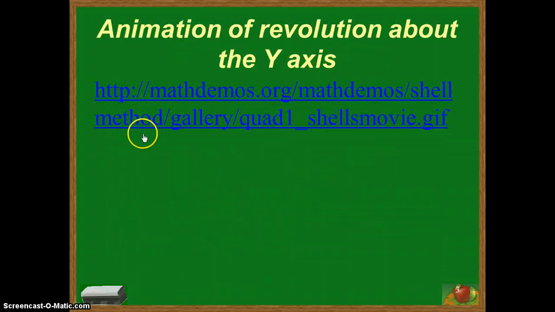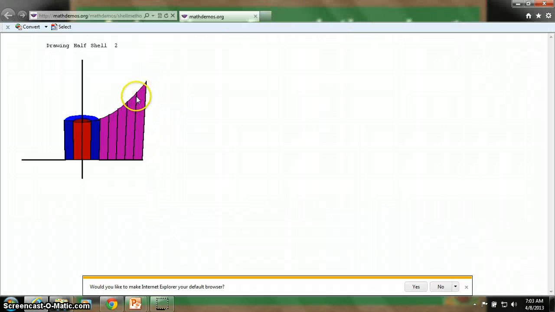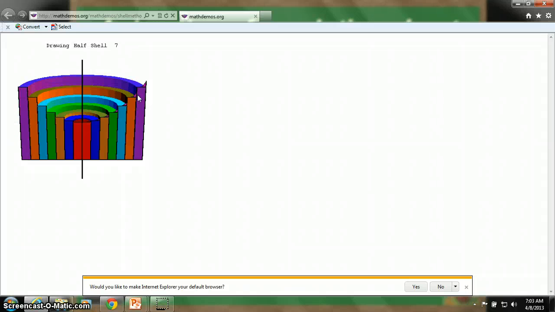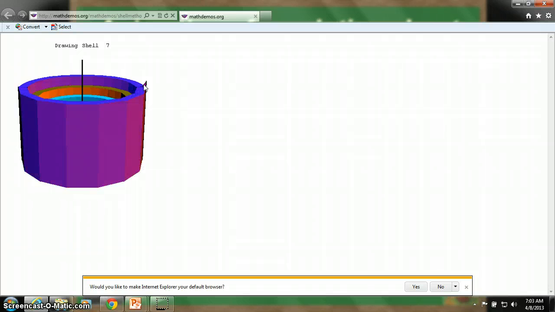Here's a short animation that'll show you what's going on. So we have a graph, rectangles, and we're building up these solids. We're revolving this around the y-axis, and they're only showing you half of the circle, the shell, so you can see how the shells grow. See how the height of each shell is actually the function value of this curve. Now they're adding in the other half, and you can see the solid that's formed.